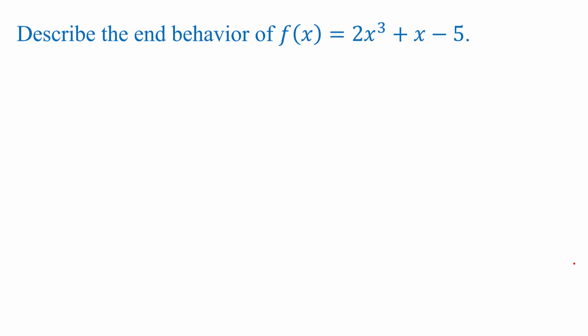Moving on, we want to describe the end behavior of f of x equals 2x cubed plus x minus 5. So we're going to use what we just looked at. For f of x, the highest power term, or the leading term here, is going to give us our end behavior. And so for our end behavior, it would be like y equals 2x cubed. And notice that we have an odd exponent on the x. We have a positive number here for 2. And so our end behavior is going to be similar to that of y equals x cubed.